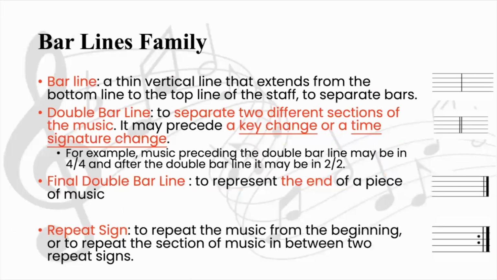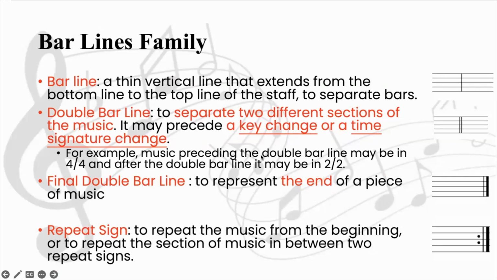Okay, so first we are going to learn the barline families. Before, we only knew the bar line, as in between every bar, we have the bar line. And here we have a double bar line. The double bar line is to separate two different sections of the music. Usually, we will not have this in our hymnal because it's for the musician. But just for your understanding, it may precede a key change or a time signature change. Very few hymns have this key change or time signature change.